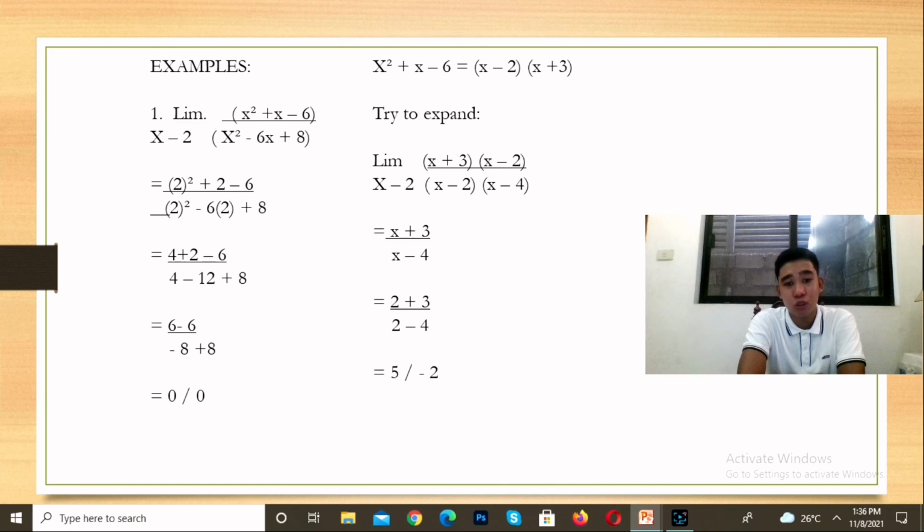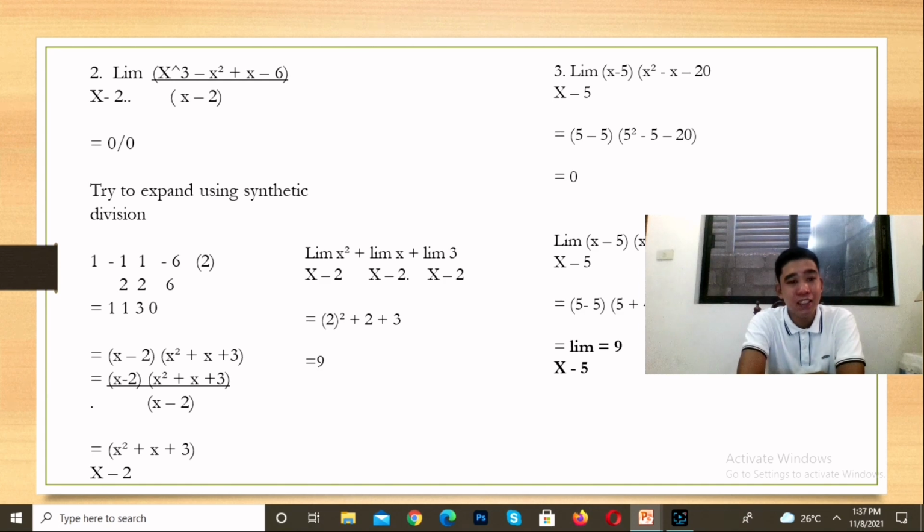Again, x approaches 2. Substitute x as 2. So 2 plus 3 over 2 minus 4. The final answer is 5 over negative 2.